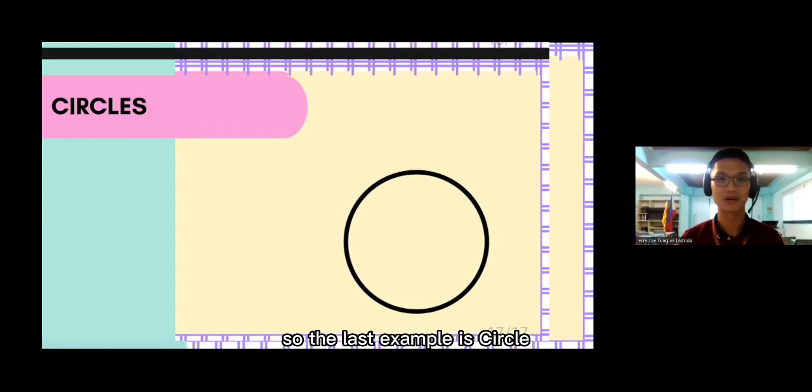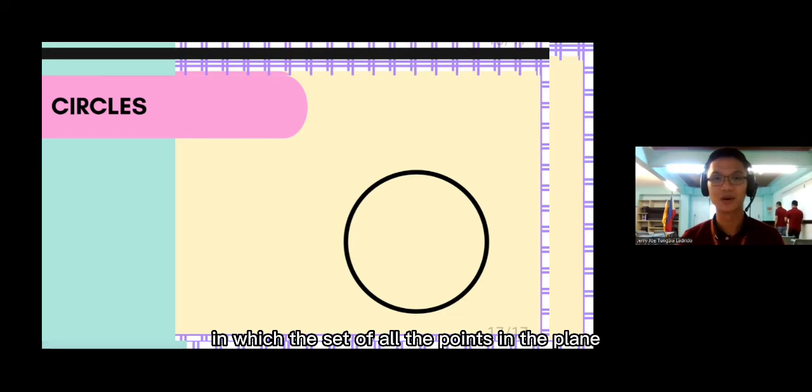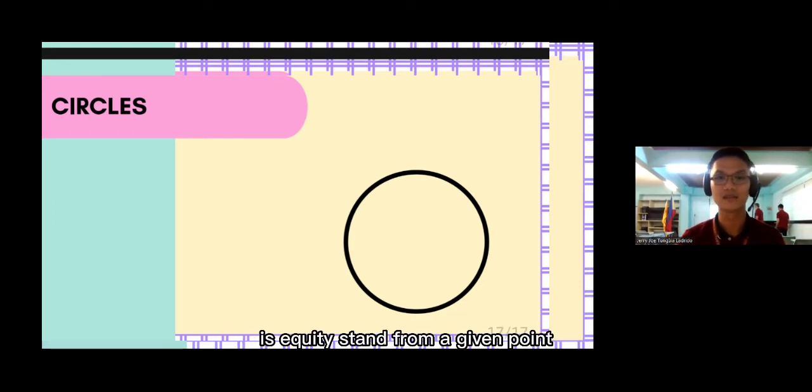So the last example is a circle. A circle is a closed two-dimensional figure in which the set of all the points in the plane is equidistant from a given point called the center. Every line that passes through the center of the circle forms a line of reflection symmetry. Also, it has rotational symmetry around the center for every angle. And it is a closed curve that has no corners or vertices. Many round shapes in our real life are defined by circles.